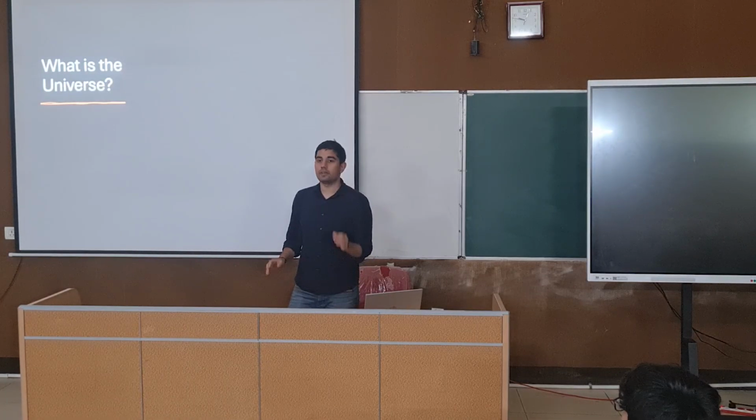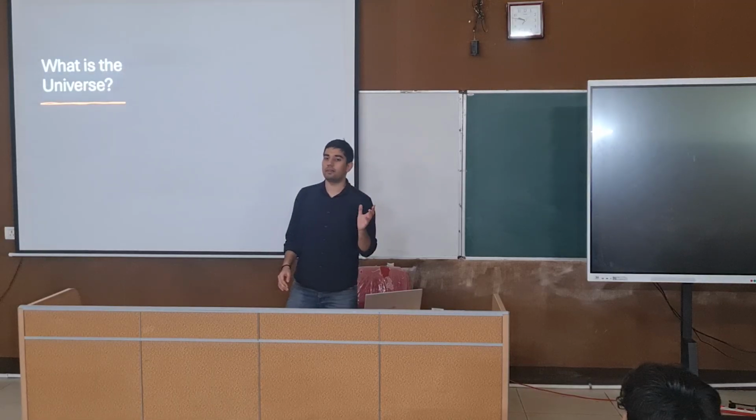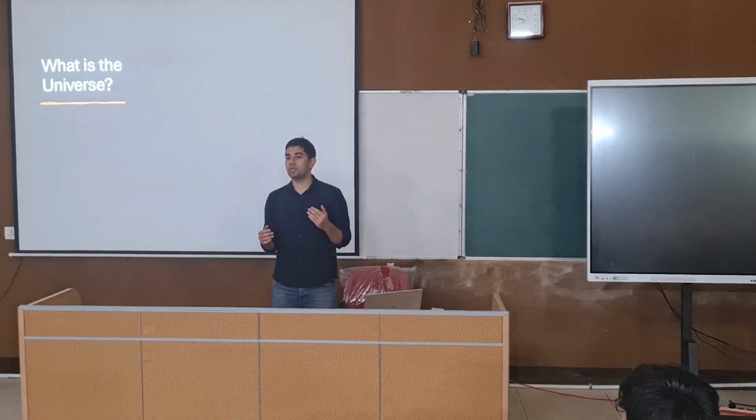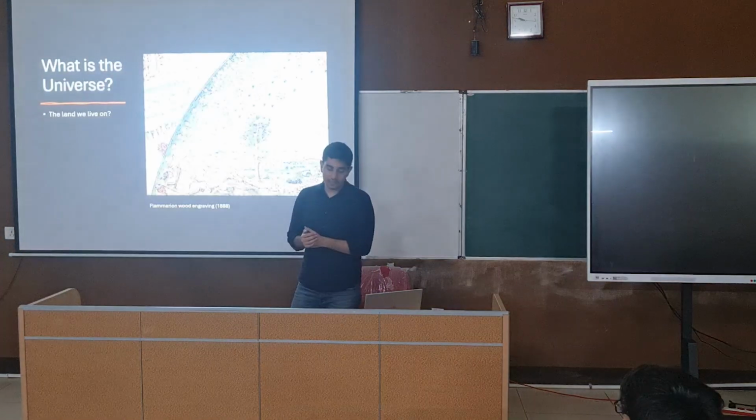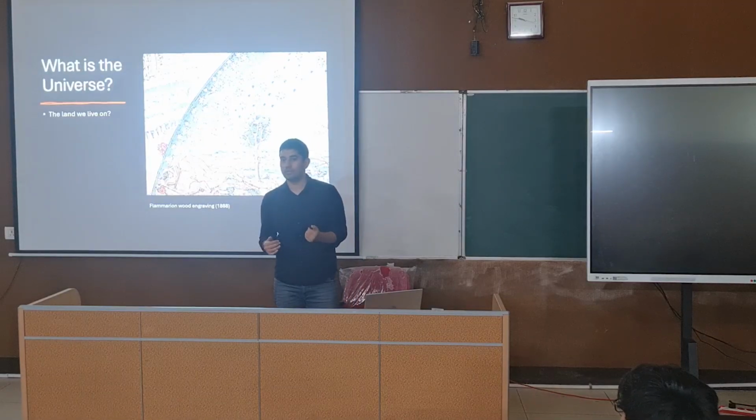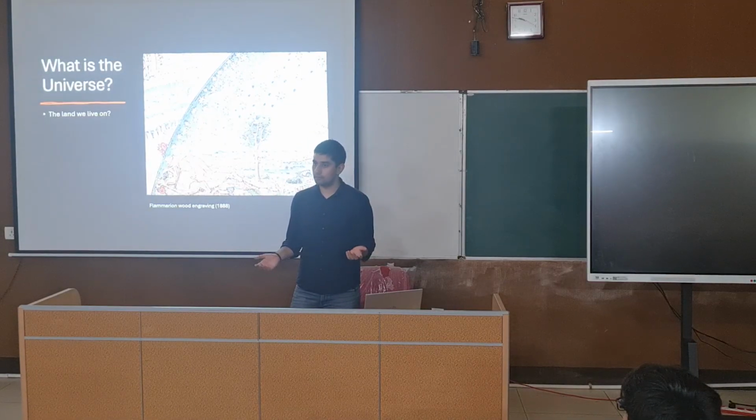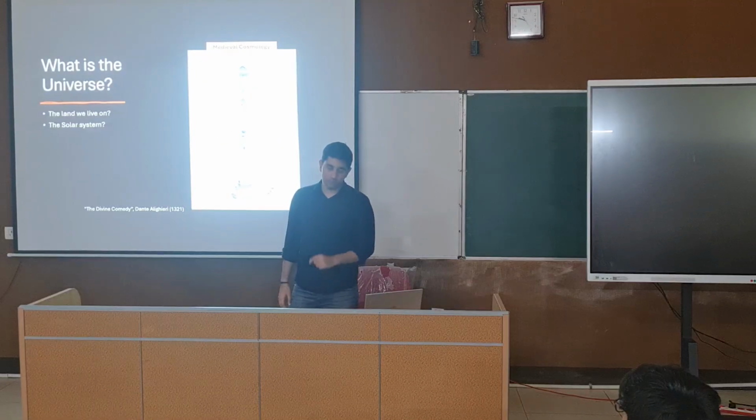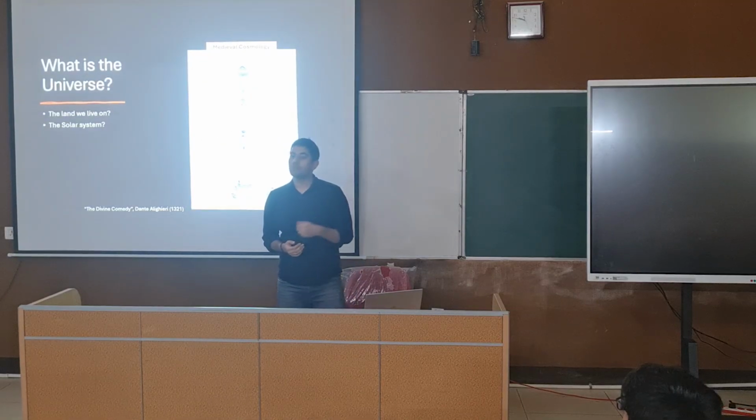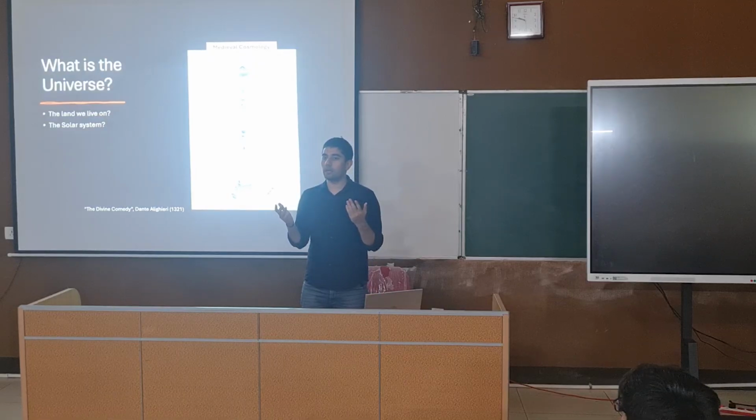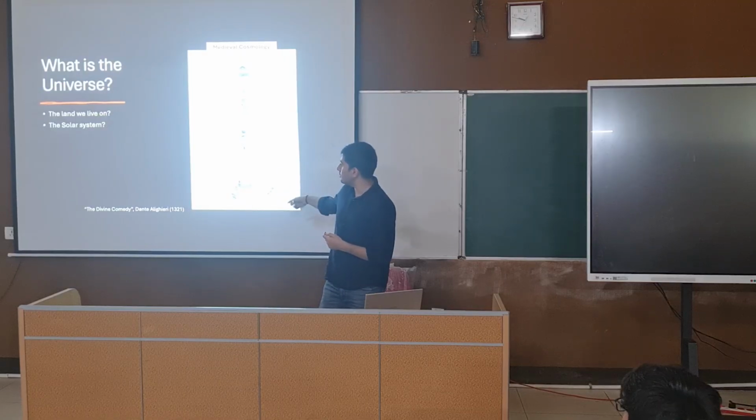Let's keep it simple. For an early man, an early human being, what do you think the universe was? Earth, right? The globe. It had nothing else apart from the land he lived on. So that was his entire universe. But we grew up. The human civilization grew. And then we looked around in the sky and we were able to pinpoint planets, right? Those planets then gave us the solar system.